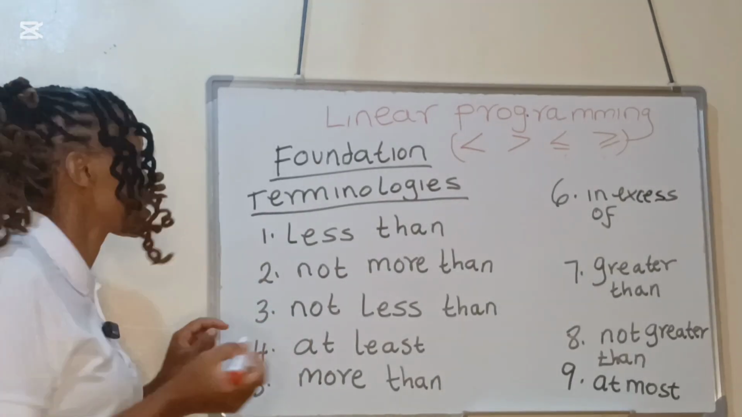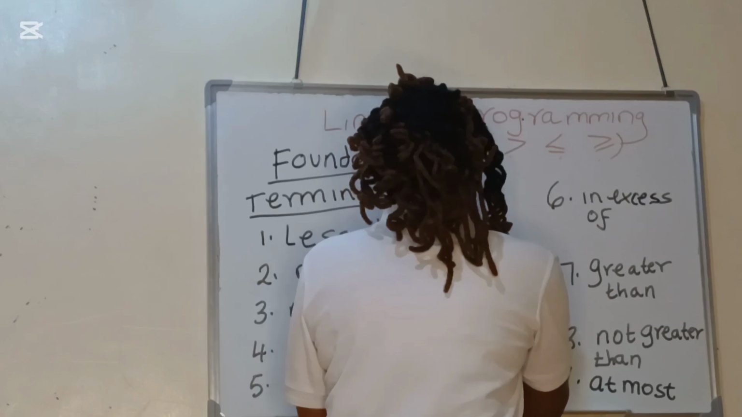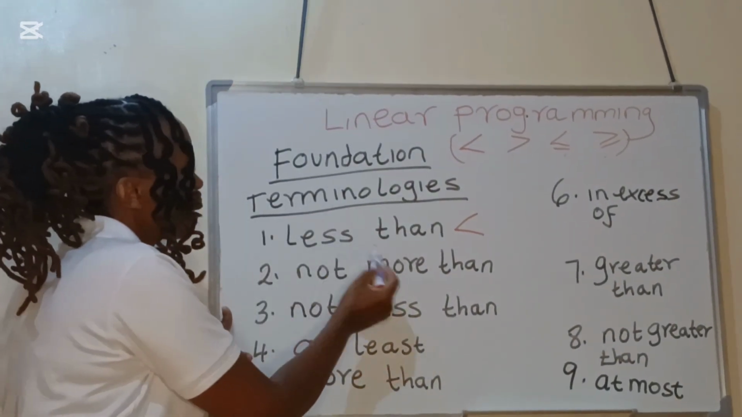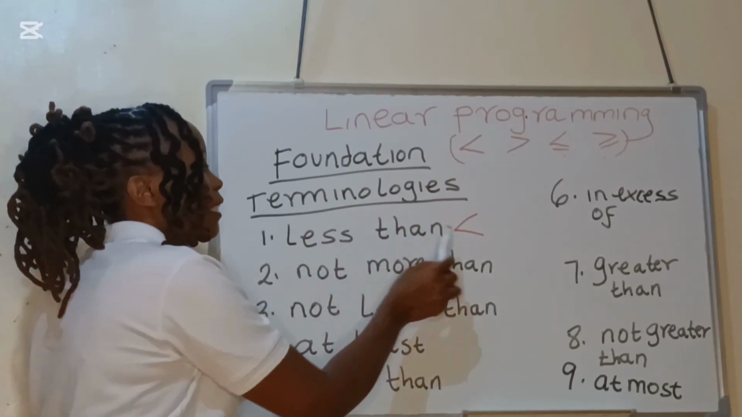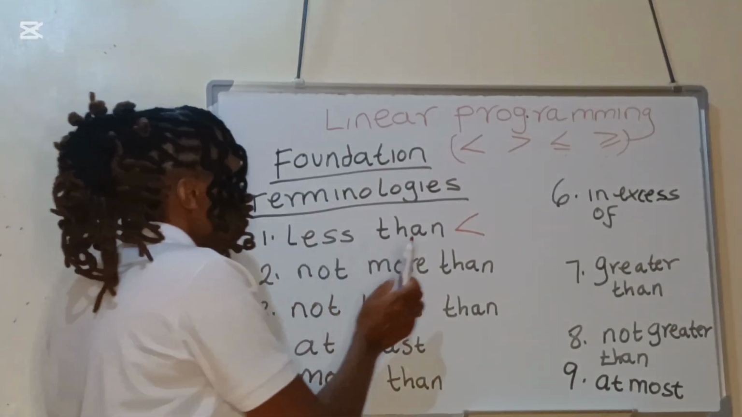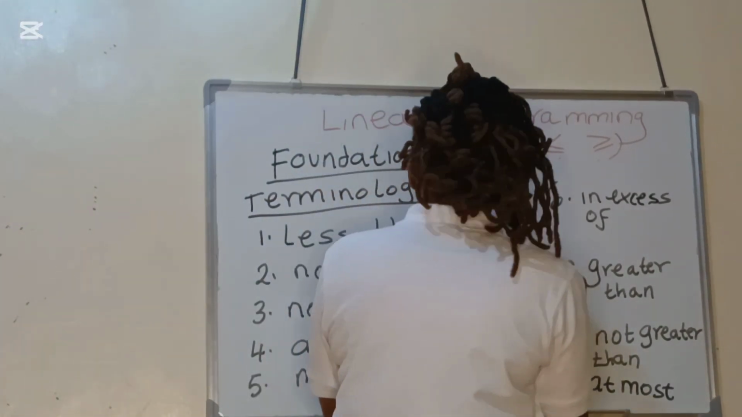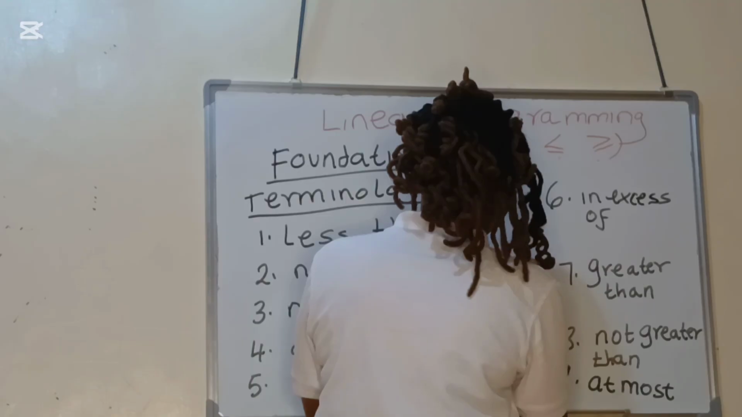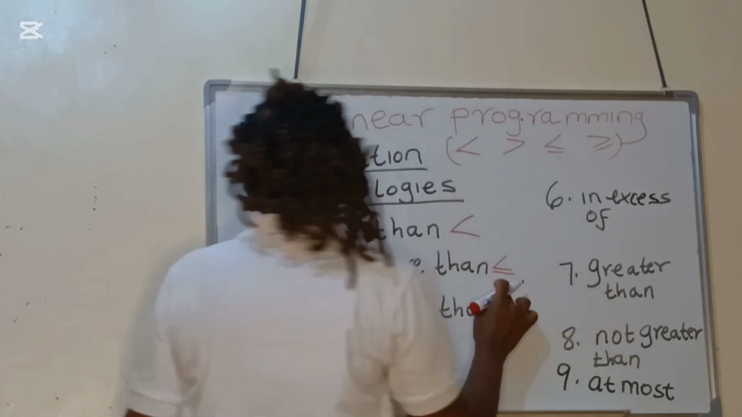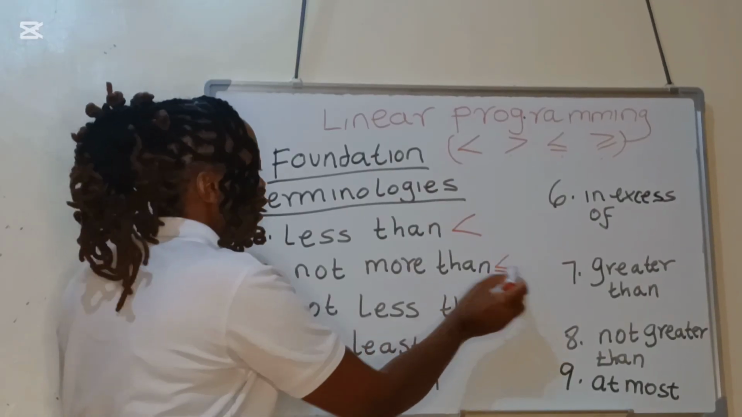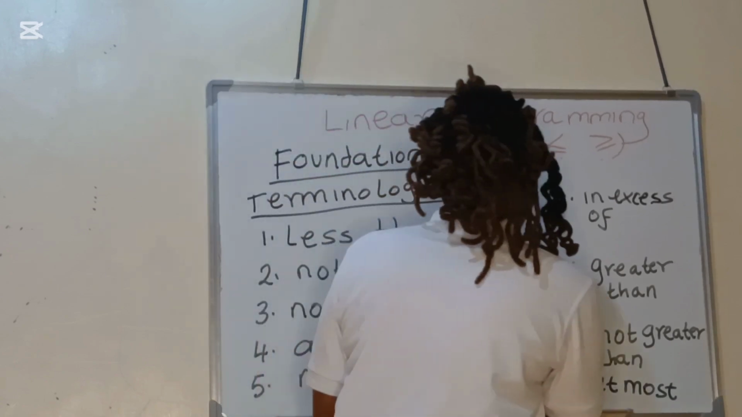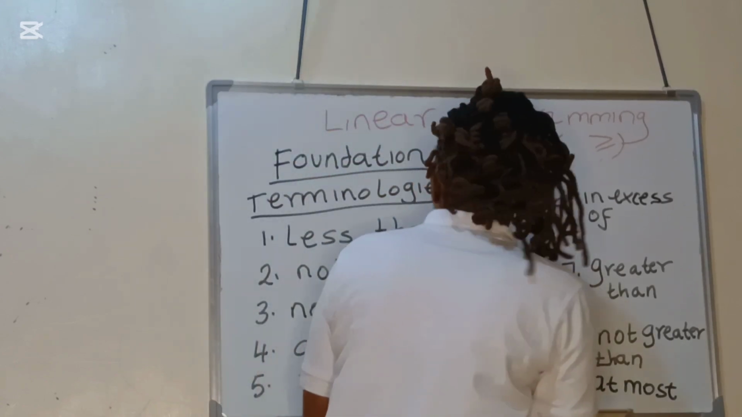The first terminology is less than. This is the inequality symbol we use, less than. We have not more than. We have that, less than or equal to. We have not less than, greater than or equal to.